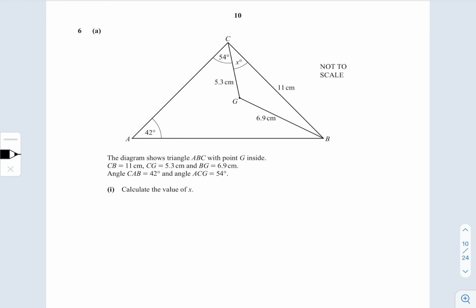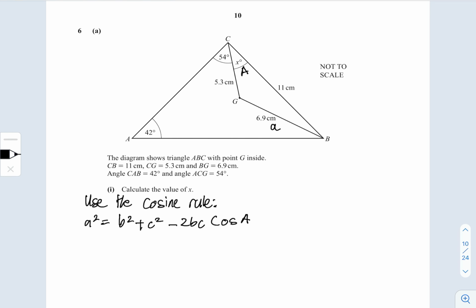With x, you have this triangle here, and we can use the cosine rule. The formula for the cosine rule is a squared equals b squared plus c squared minus 2bc cos A. With the angle here, this is angle A, and small a is the length opposite. B and C can be either one of them. Now we have to rearrange the formula to find A.